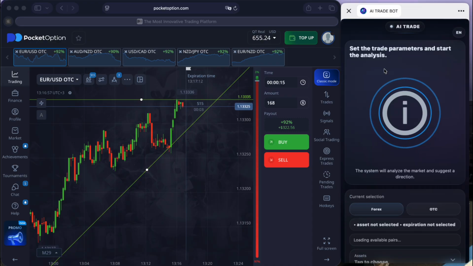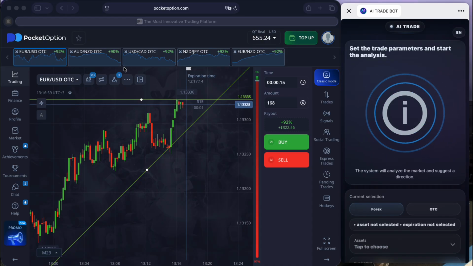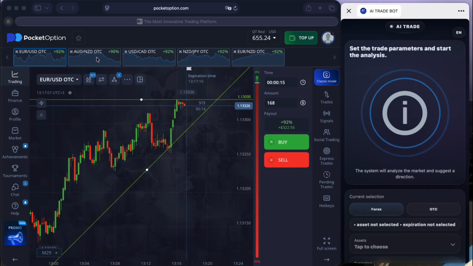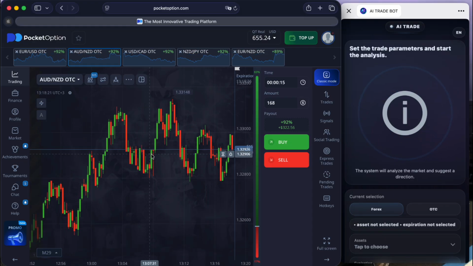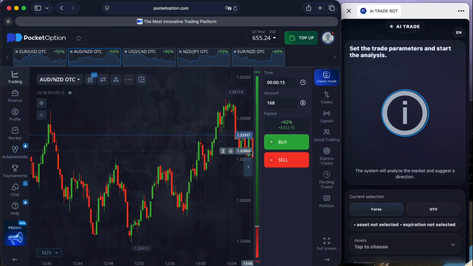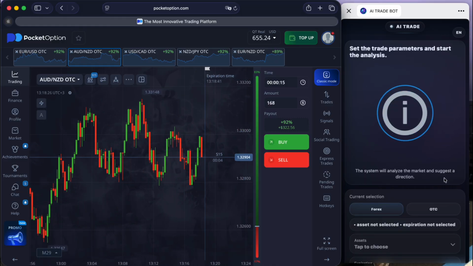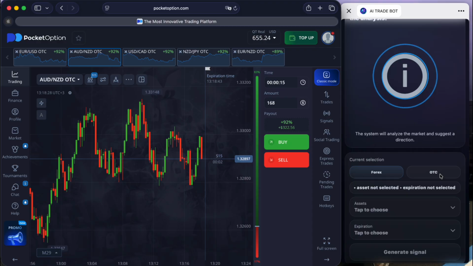I'm reloading the tool and moving on to the next assets I've picked out. Switching over to the Australian dollar, New Zealand dollar pair. The payout on this asset is also 92%. We're seeing a stable sideways movement here. Let's double check our technical analysis using this AI bot.